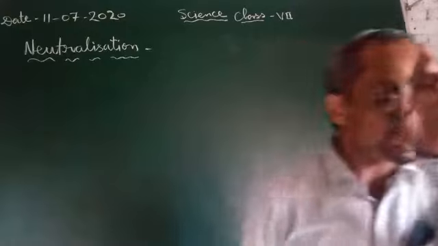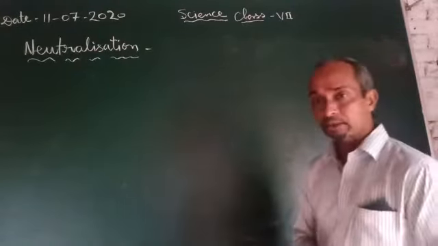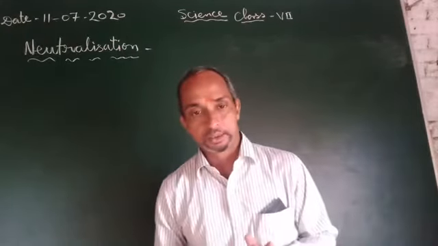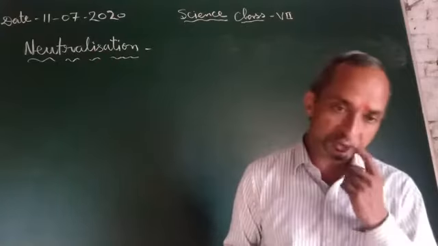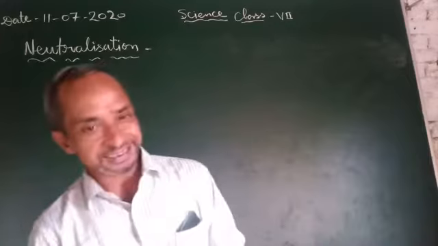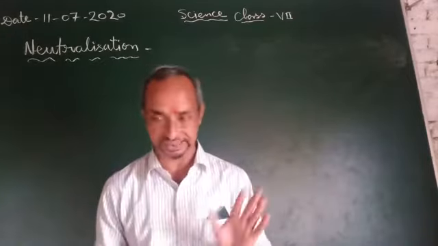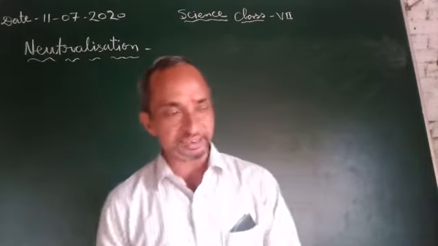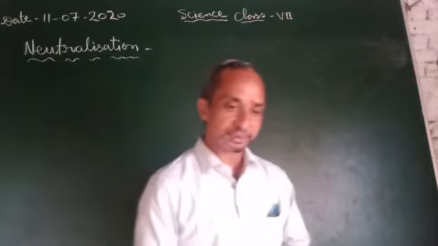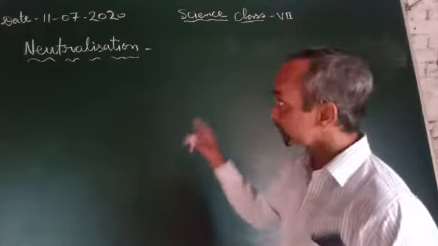Today we are discussing neutralization. In this chapter, I have already discussed acids, types of acids, indicators, types of indicators, bases, types of bases, weak bases, strong bases, different things. There are types of indicators: natural indicators, synthetic indicators. This time we will discuss neutralization.